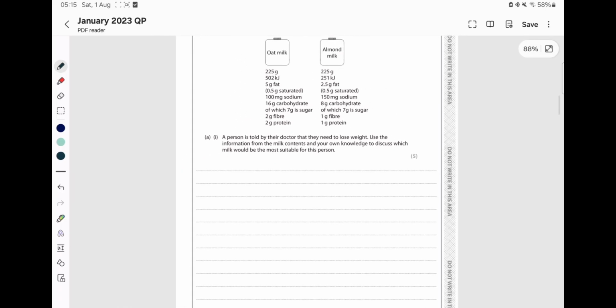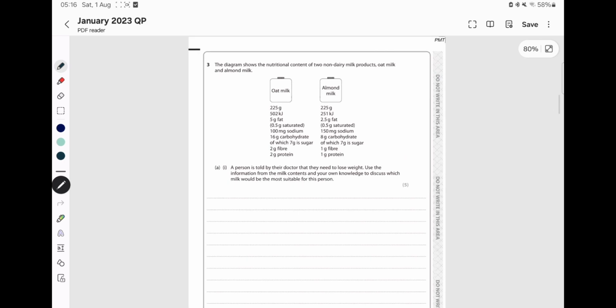And a person is told by their doctor that they need to lose weight. Use the information from the milk contents and your own knowledge to discuss which milk would be most suitable for this person. So here we have both kinds of milks, and we want to know which would be more suitable for a person that wants to lose weight.